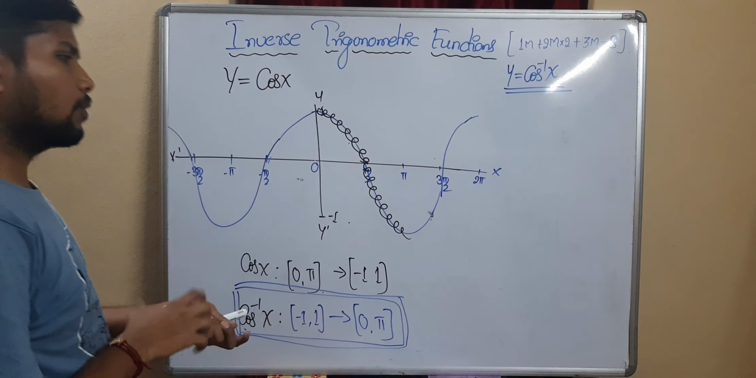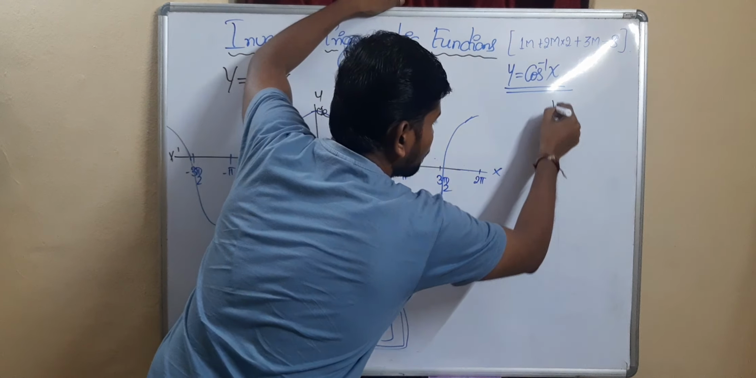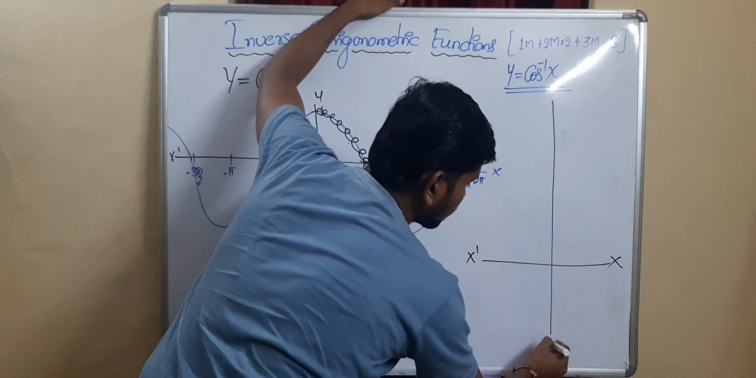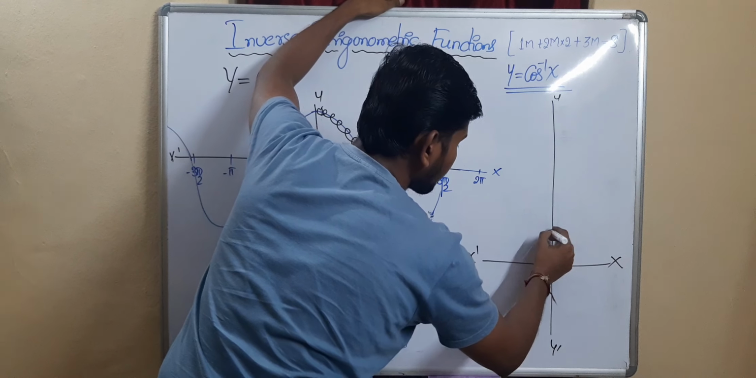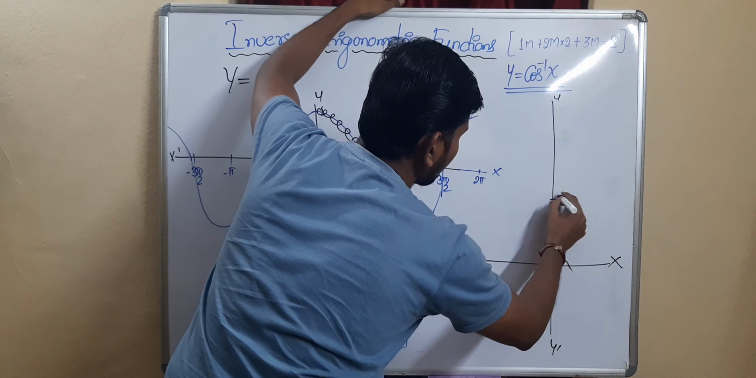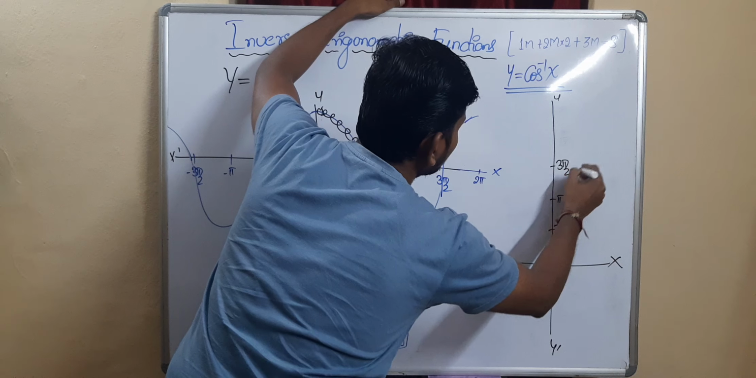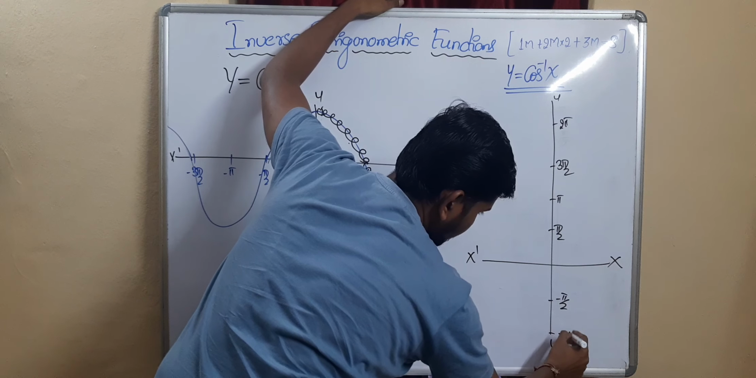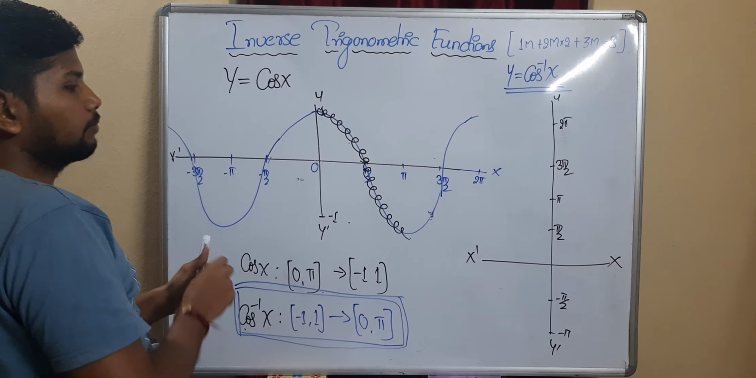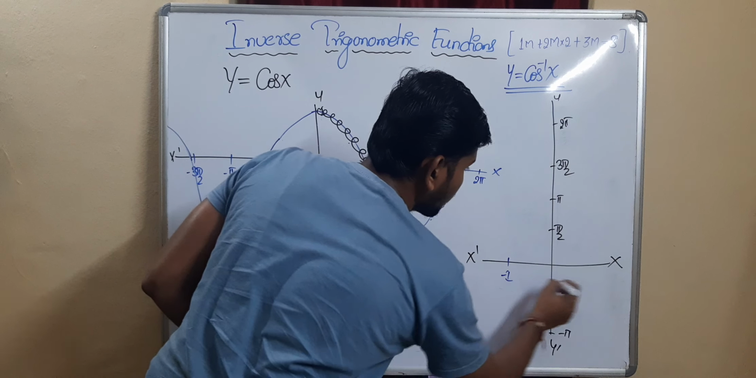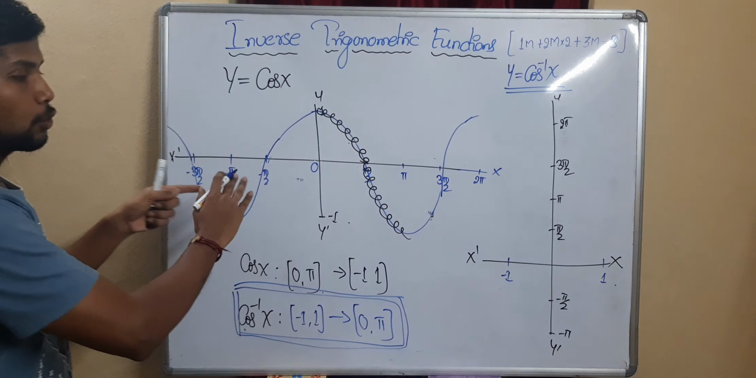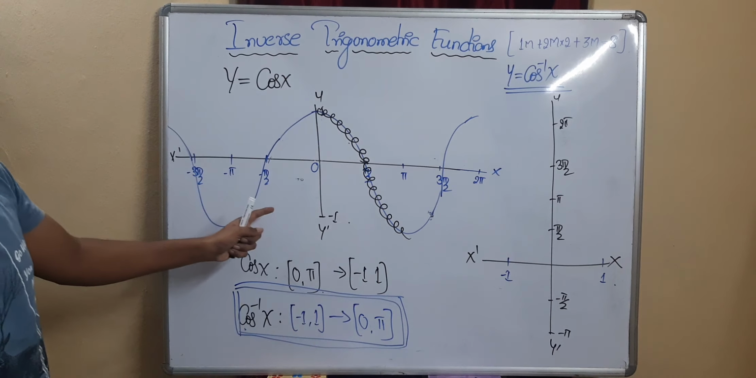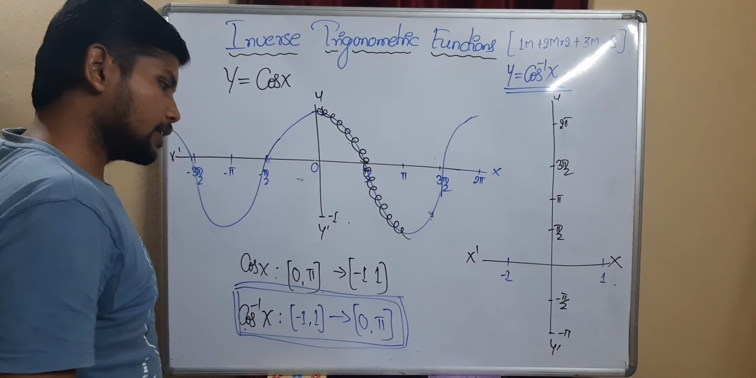I think you already understood, but I'd like to draw the graph in the simple way. X dash, y. It's pi by 2, pi, 3 pi by 2, 2 pi. Minus pi by 2, minus pi. Now the graph will be like this. I'm interchanging domain to range, range to domain. Here in the range minus 1 to plus 1 is there, and I already converted it to domain.